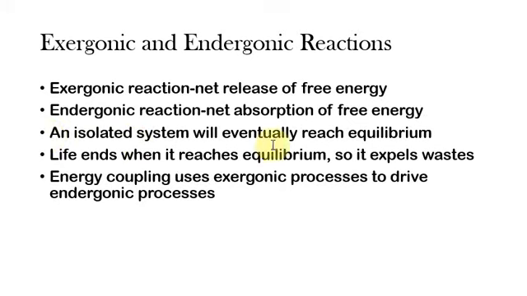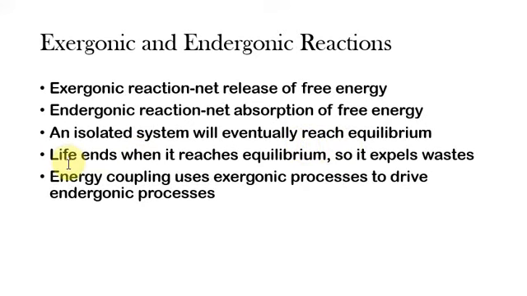Now, an isolated system will always reach equilibrium eventually. This is because it'll spontaneously travel toward equilibrium, like I was saying, because equilibrium is the lowest potential energy, G is the lowest free energy, and so equilibrium is where it will go to decrease its G, to get a negative delta G.